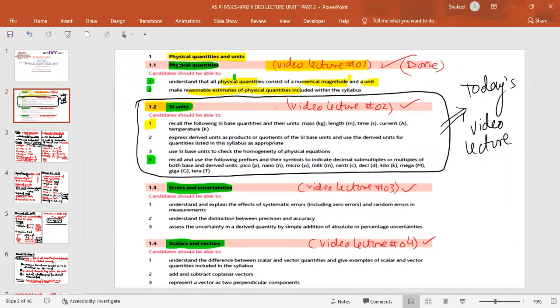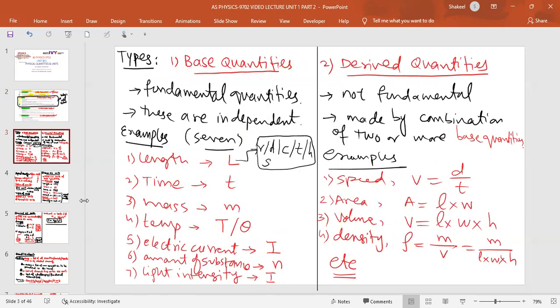We're going to learn something about the units, and then we are going to learn derived units and how to express derived units in terms of SI base units. And then number 3, we are going to discuss homogeneity of physical equations. And then in number 4, we will discuss some of the prefixes that we use in AS physics. So let's begin the proceedings.